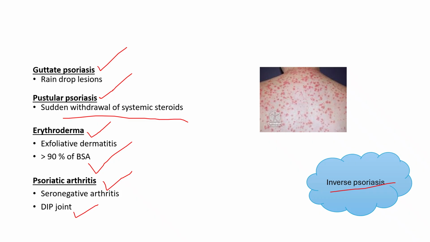You might also have heard about inverse psoriasis, which means usually the psoriasis affects the extensor aspect. In inverse psoriasis, it involves the flexor aspect. So these are the types of different psoriasis.